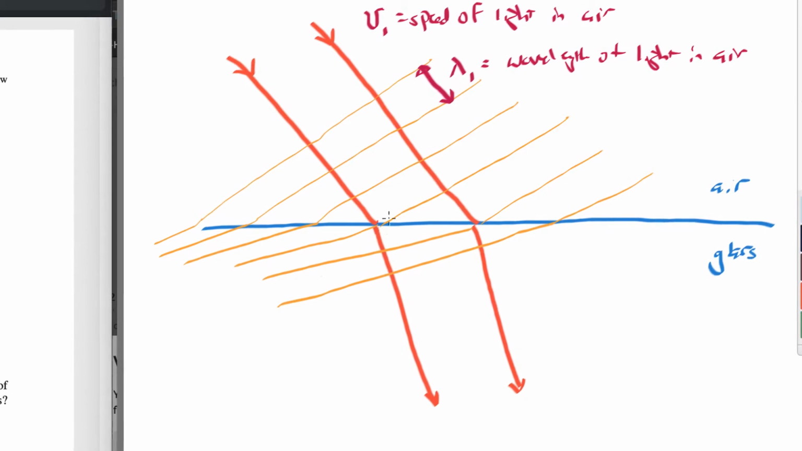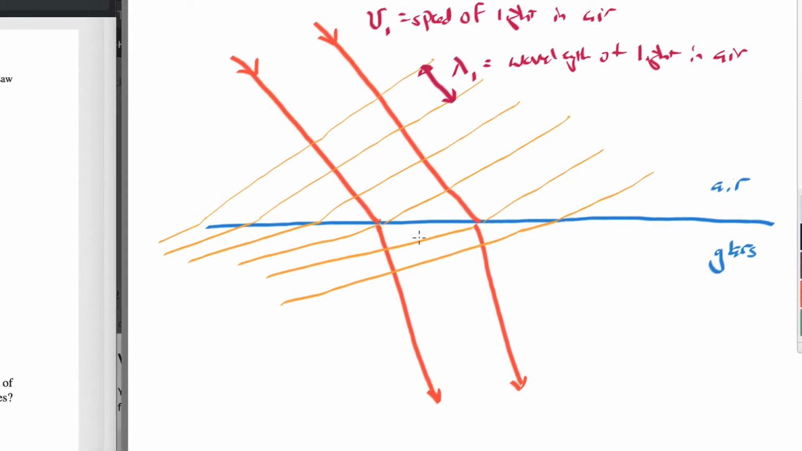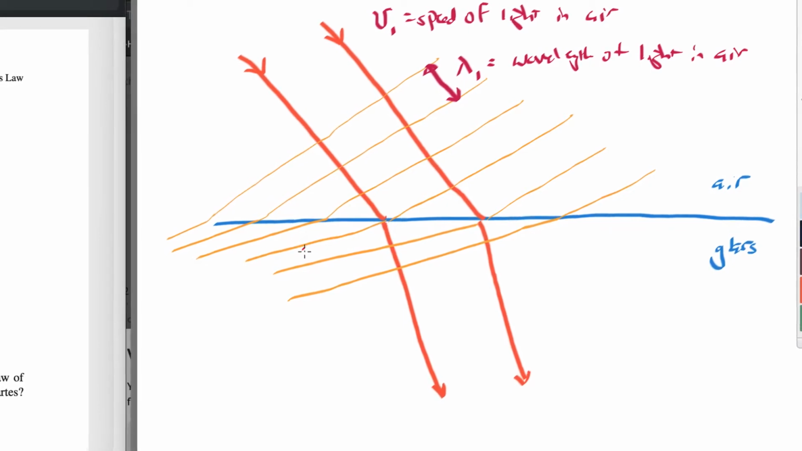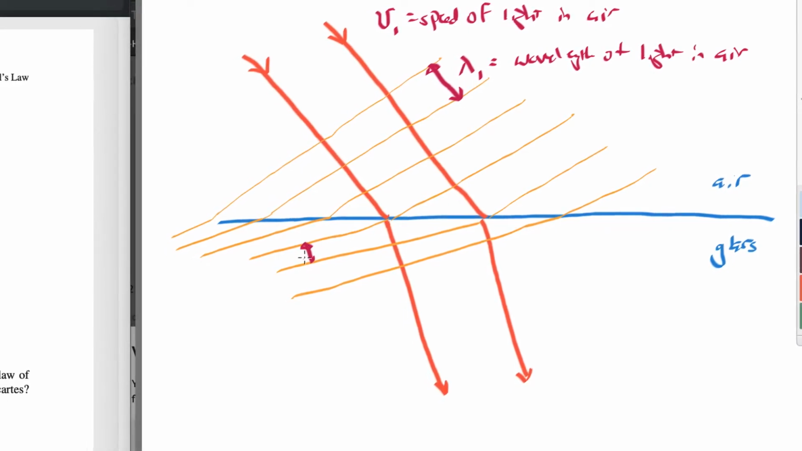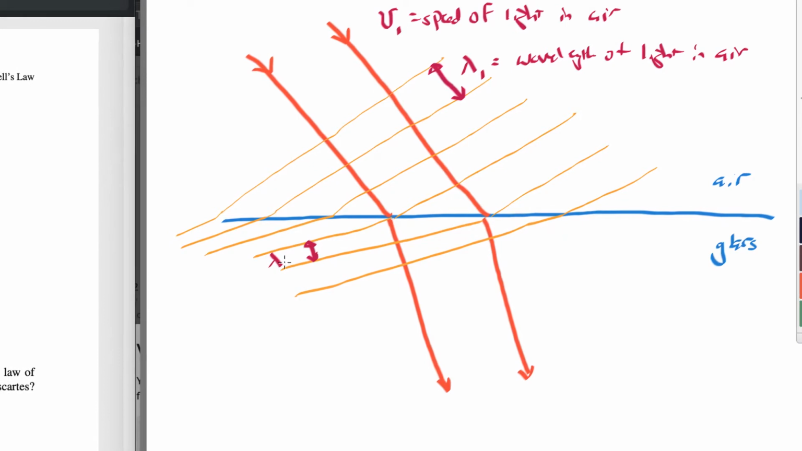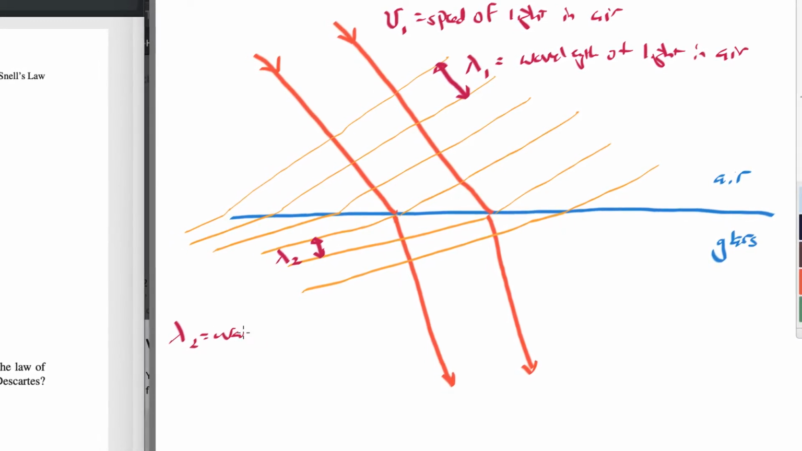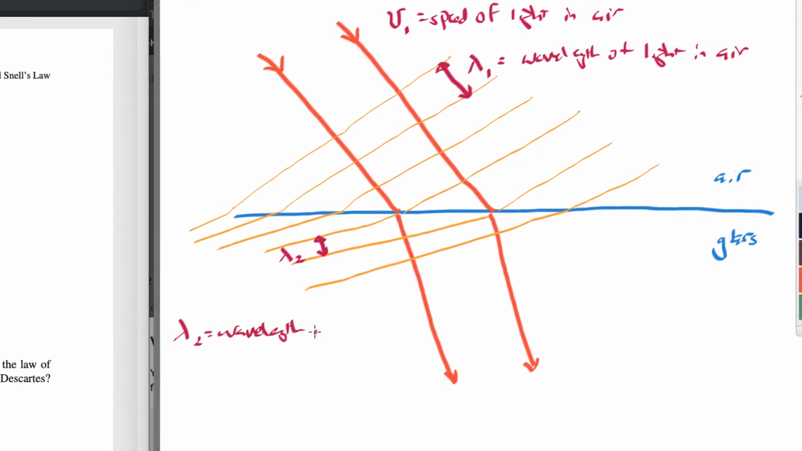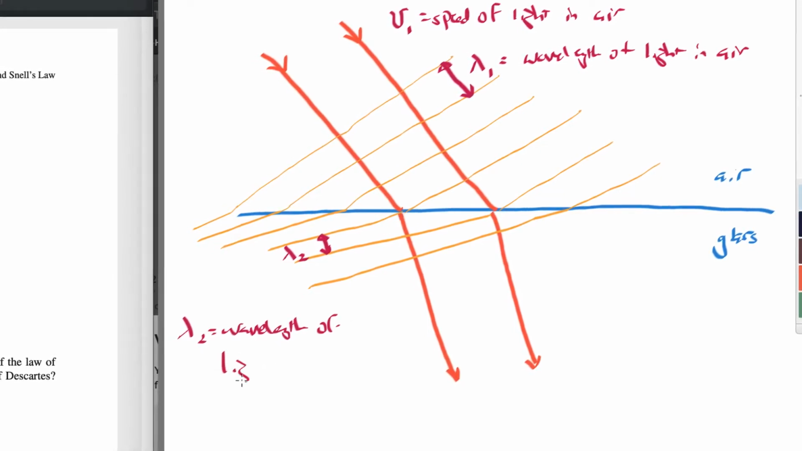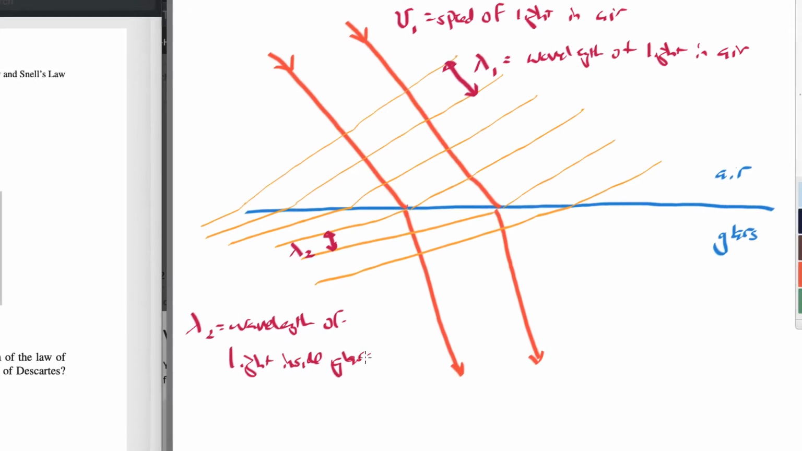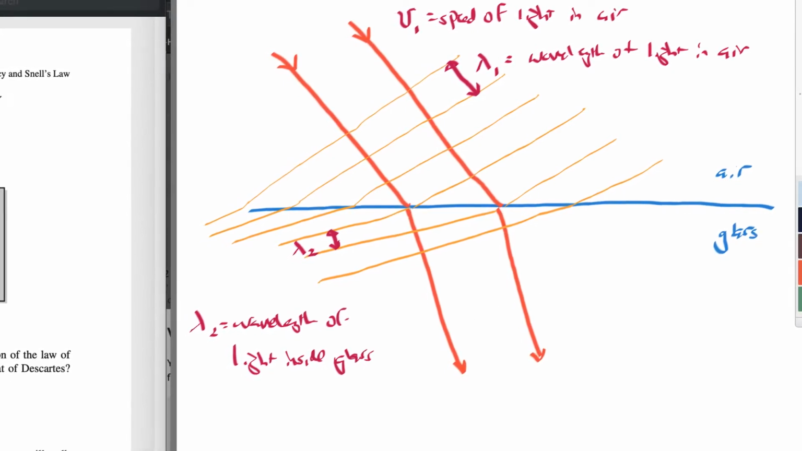Okay, so notice the wave fronts, once they hit this, they slow down, and notice that they come closer together. So there's going to be a new wavelength inside of the glass, and I'll call this wavelength lambda 2. So lambda 2 is the wavelength of the light inside the glass. Okay, and let me draw a couple of other things here.